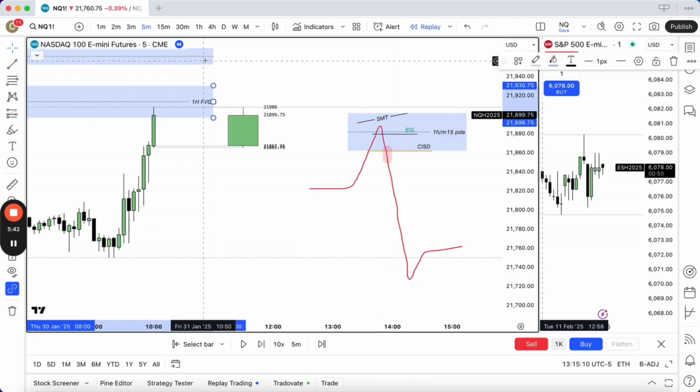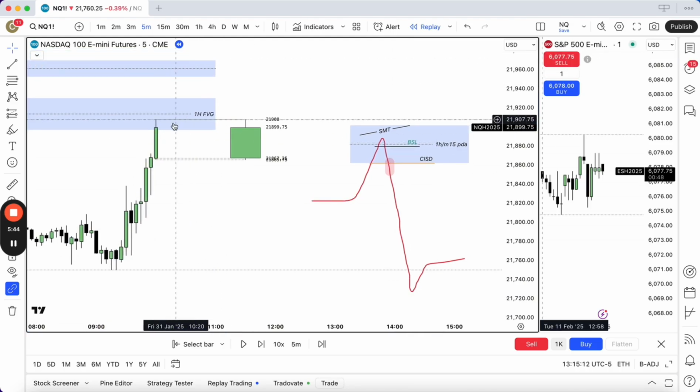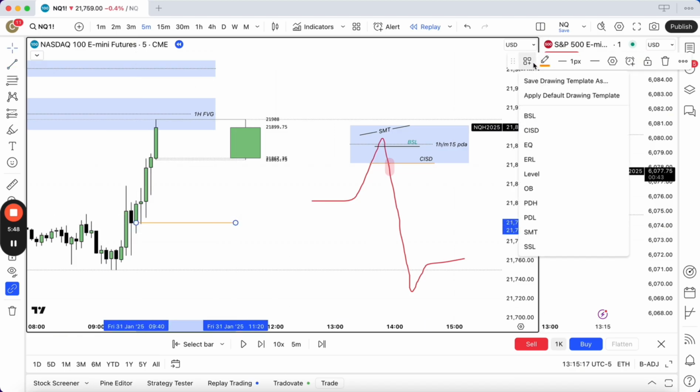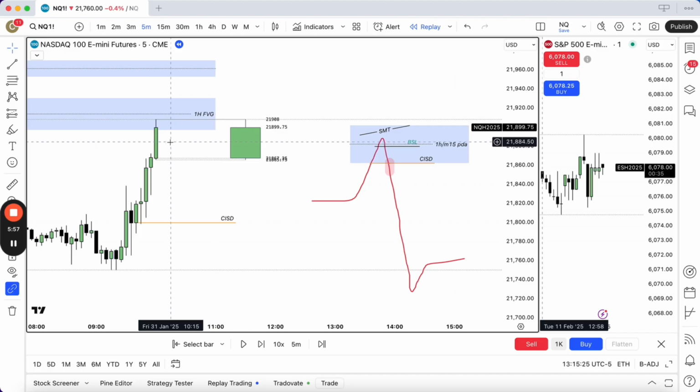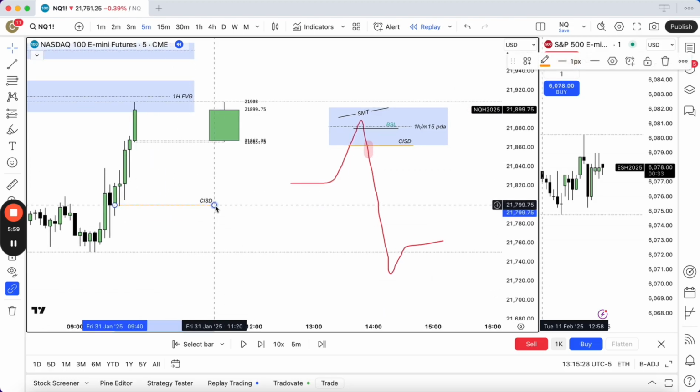All right. These both are hourly gaps. So as of now, as of that 10 a.m. open, this is the change in state of delivery level. Right? And I can't use the replay feature on both ES and NQ at the same time, so I'm just assuming that there is some SMT at these highs. But this is the change in state of delivery, right?